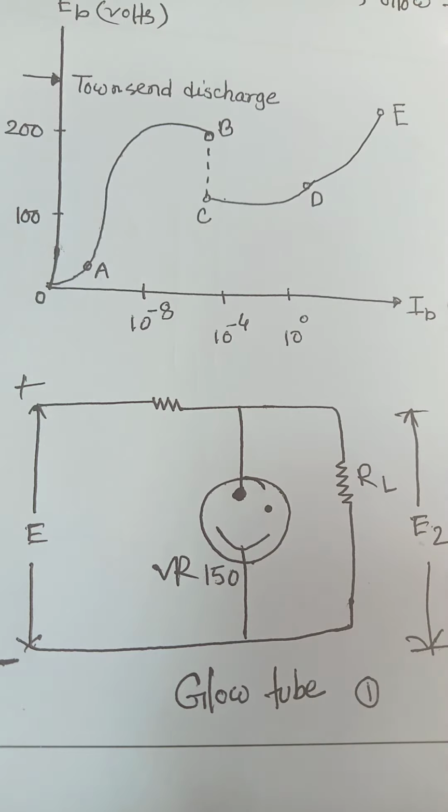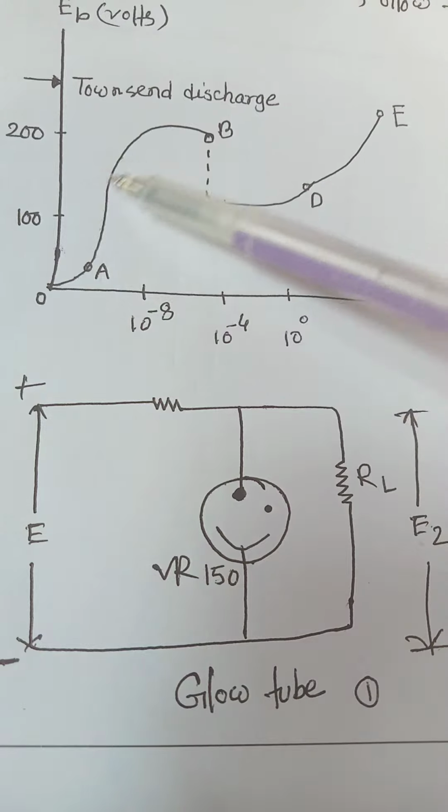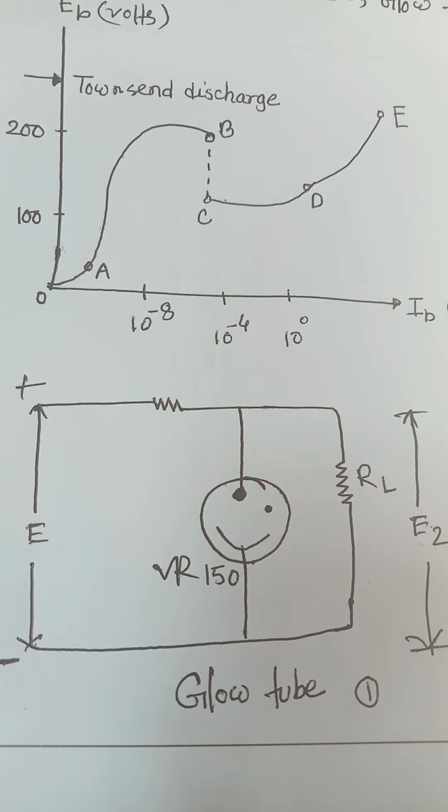At low anode-cathode voltage, the tube current is very small. This small current flows due to ionization of gas molecules by natural sources. This region of conduction up to voltage B is known as transient discharge, and it is a non-self-maintained discharge because it requires an external source to cause ionization.